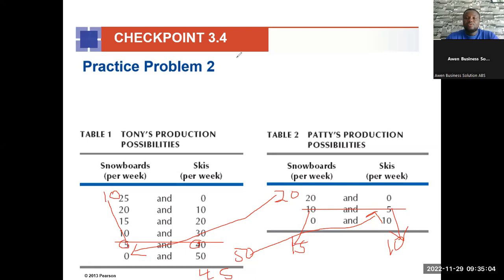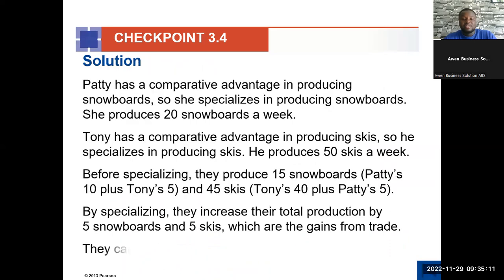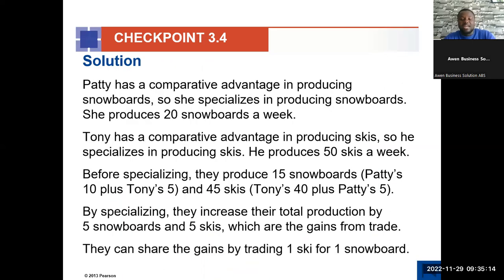So that is a very nice question on specialization and then trading. They all gain. They trade one sky for one snowball. So you give me 5 of yours, I also give you 5 of mine. So they all gain. At least collectively we've increased the production by 5 units each.